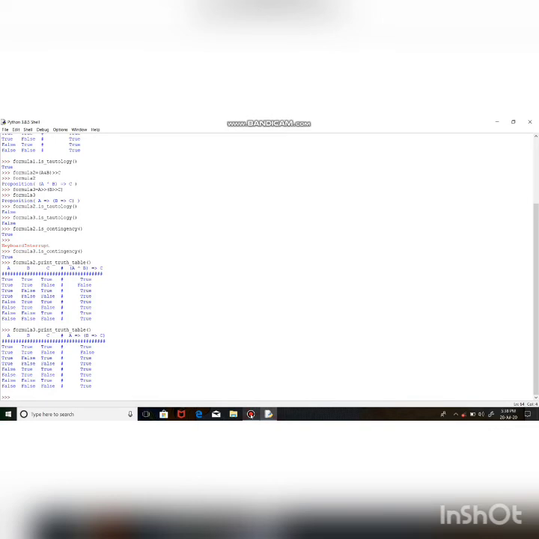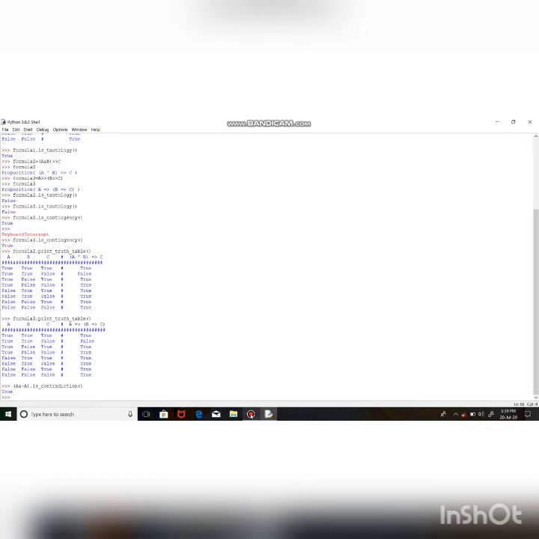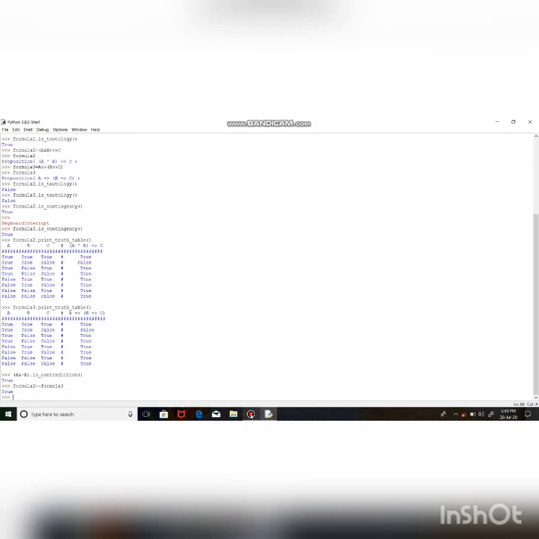Now let's check whether A and not A is a contradiction or not by using the method isContradiction. Since it is showing true, hence there is a contradiction between A and not A. Now we have to check whether formula 2 and formula 3 are equal or not. So by writing the respective method we check whether they are equal or not. So we have got true. That means formula 2 and formula 3 are equal to each other.